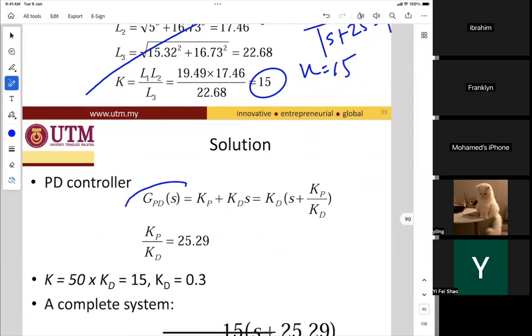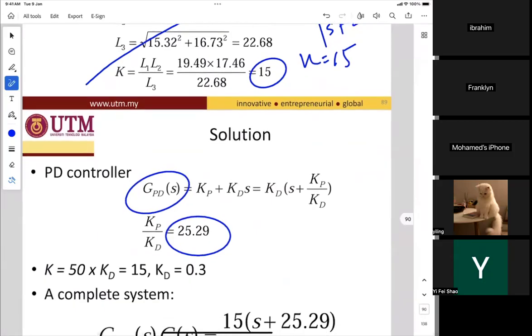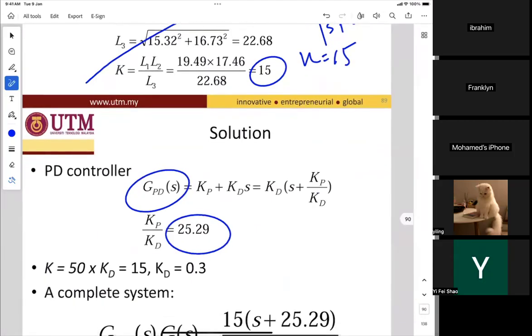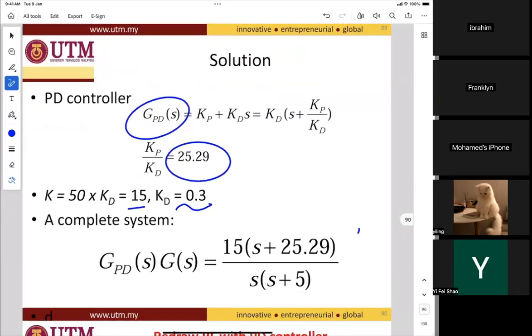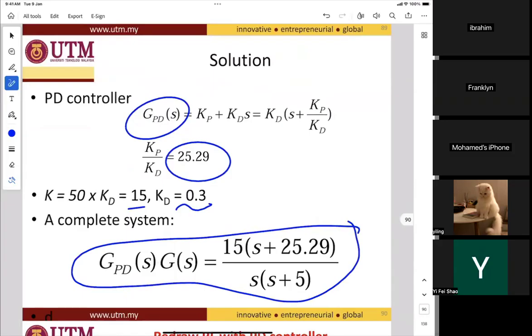Then the GPD can be calculated as before, where the ratio is 25.29. And KD is equal to 0.3. And this is the complete PD controller with the transfer function.